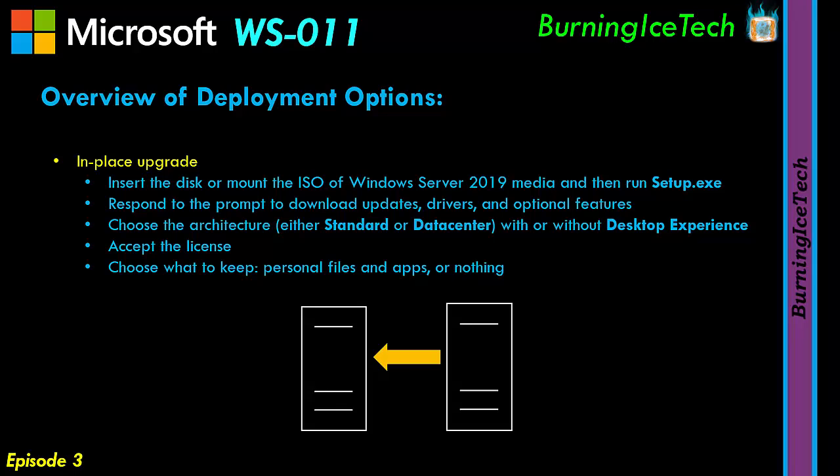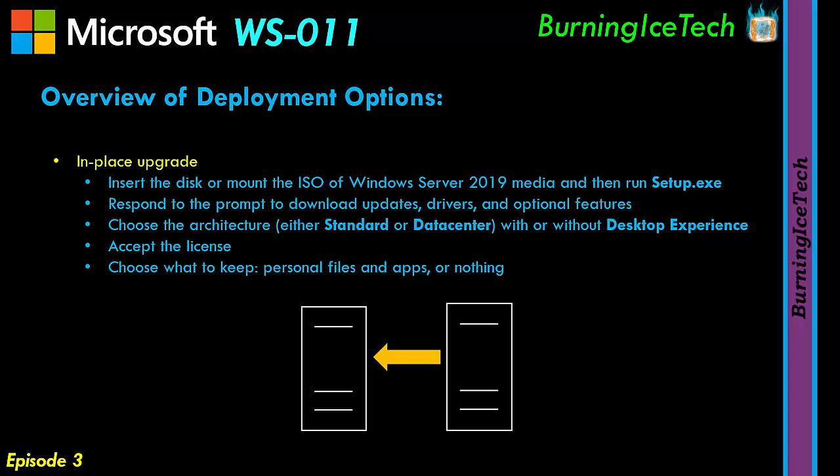Then you need to check first what version or what architecture you're running. Are you running 32-bit or 64-bit? If you're running 64-bit, you can upgrade. If you're running 32-bit, you're going to have to do a clean install. And if you'd like to keep your files and applications, you're going to have to do a good old-fashioned backup.